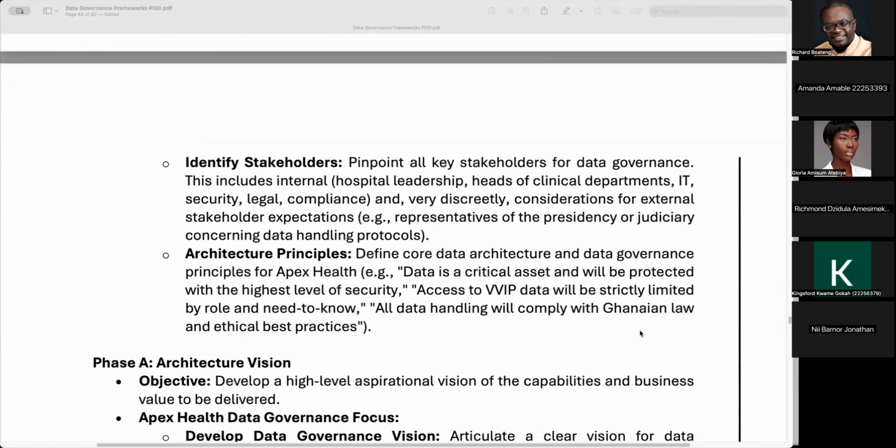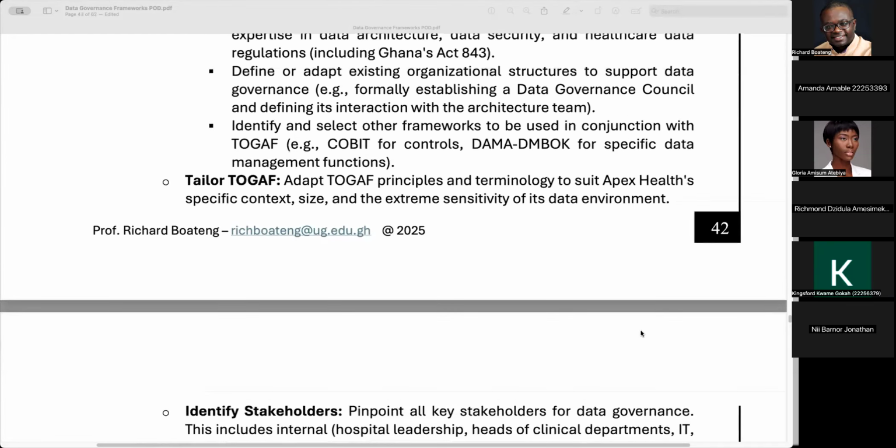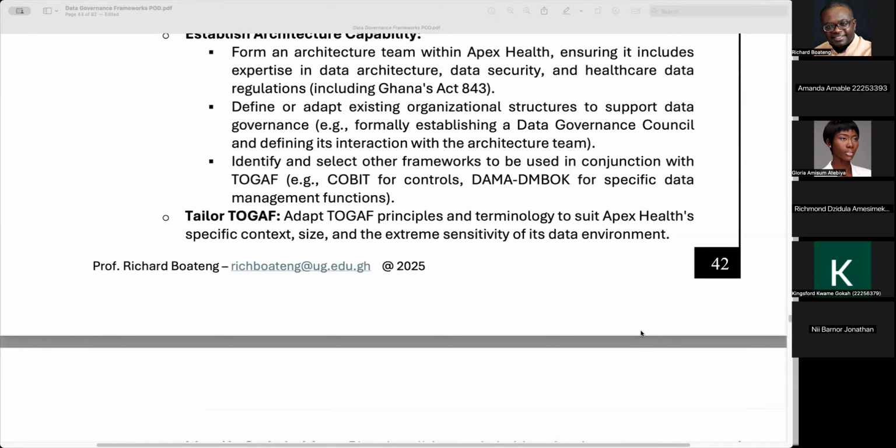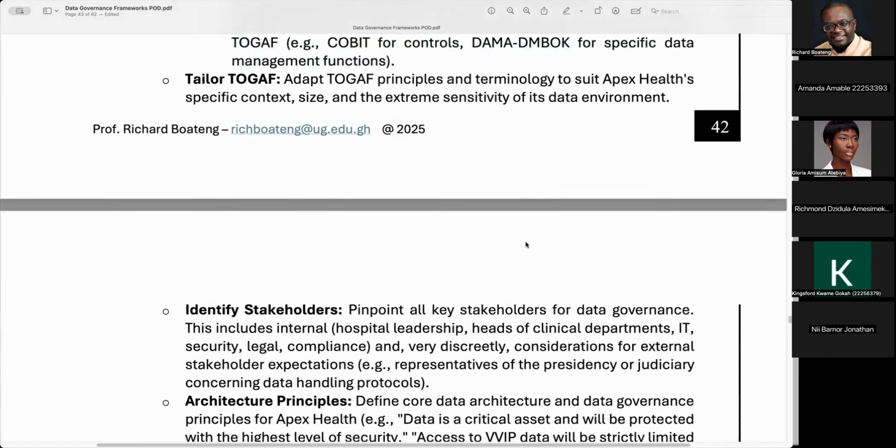Crucially, in this phase, they would define core architecture principles that will guide all subsequent design decisions, fundamental tenets like highest security standards by default, strict VVIP data access governed by verifiable need to know, and full Act 843 compliance as a foundational design constraint. Okay, that sets the stage. Then phase A, architecture vision.